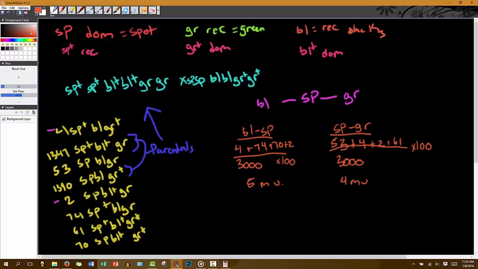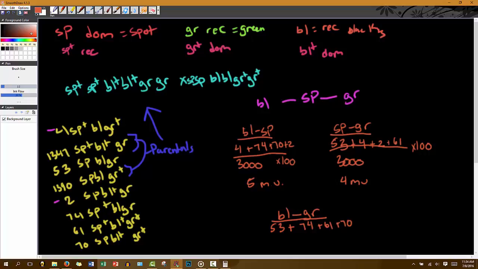So now you do BL to GR, the whole distance between these two genes, and they're either positive, negative, and negative, positive. So you only count them if they're the same. Once again, you don't count the parents, because we're trying to find non-recombinant children. So we are going to count 53, we are going to count 74, we're going to count 61, and we're going to count 70.